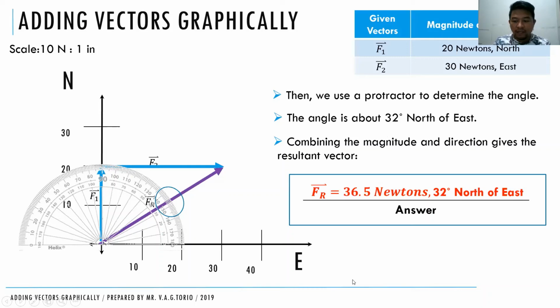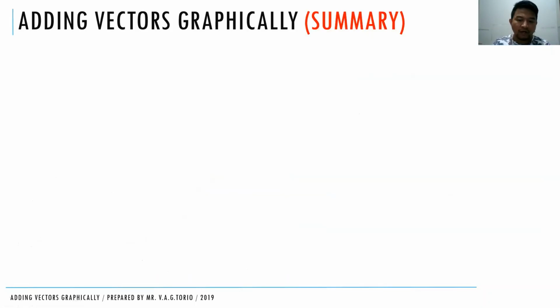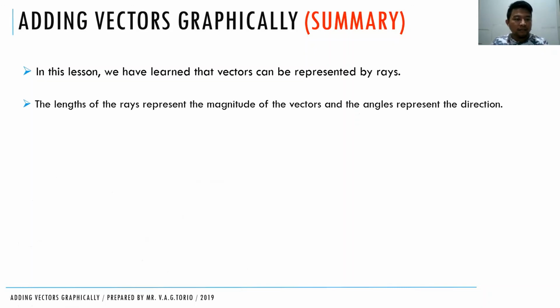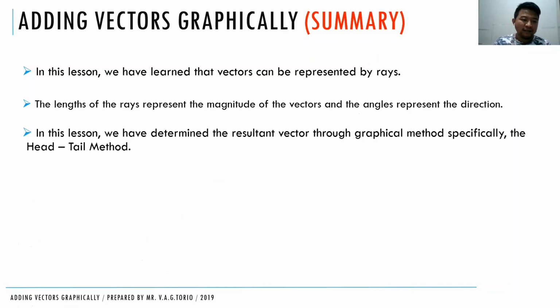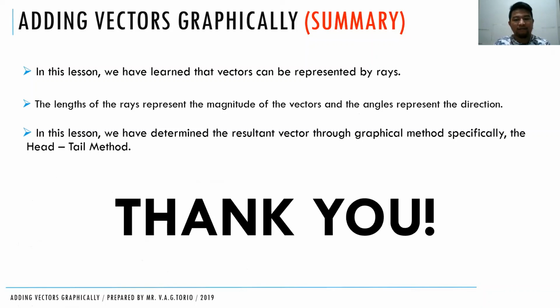That's it. In this particular presentation, you were able to see that you can add vectors graphically using a Cartesian plane, ruler, and protractor. And a summary, in this presentation, you were able to learn that vectors can be represented as rays. The lengths of the rays represent the magnitude of the vectors and the angles represent the direction. In this lesson, we have also determined the resultant vector through graphical method, specifically the head-tail method. Thank you.